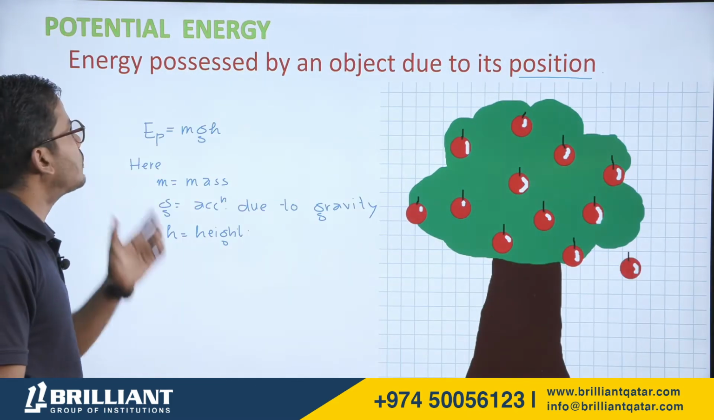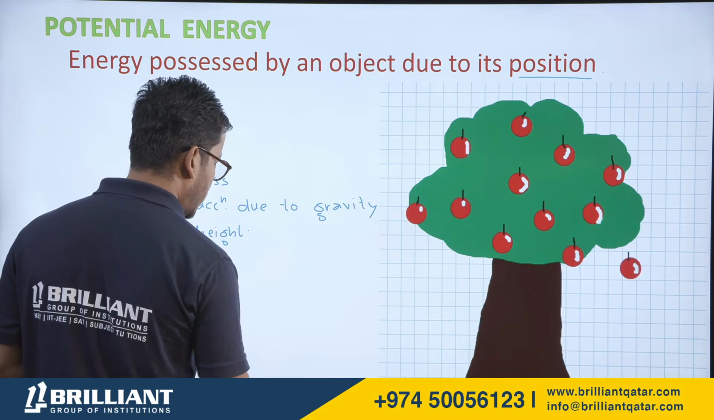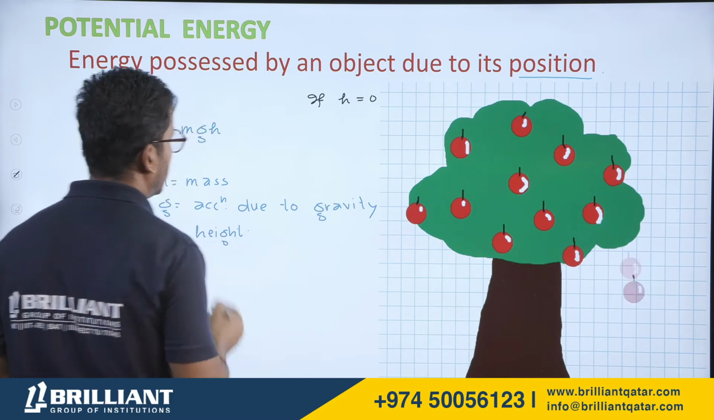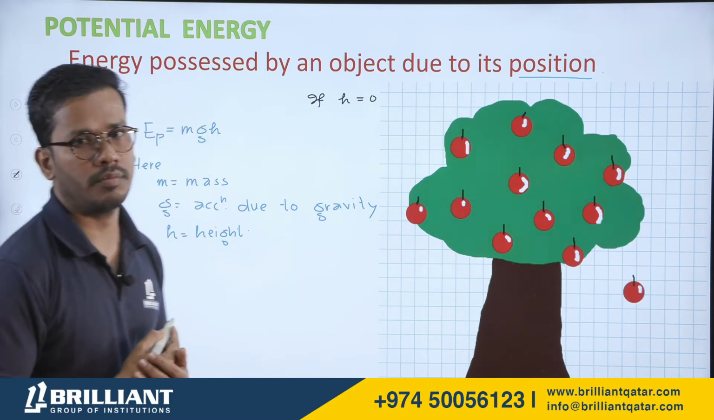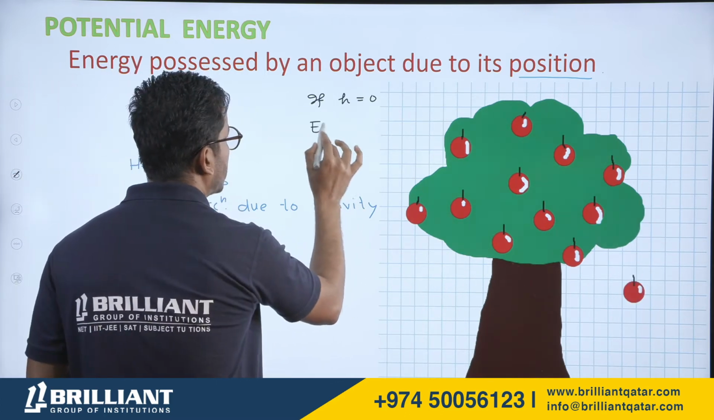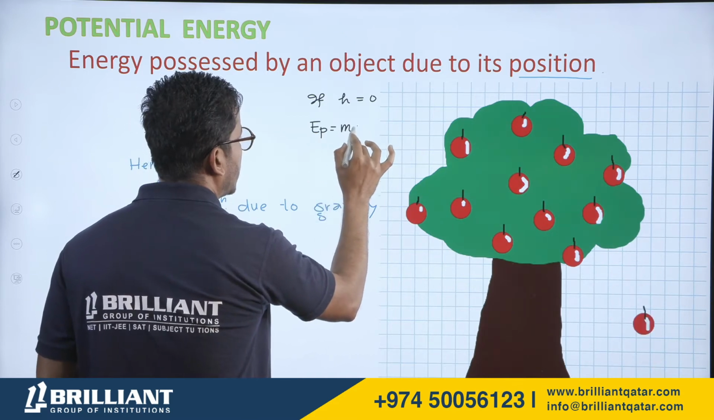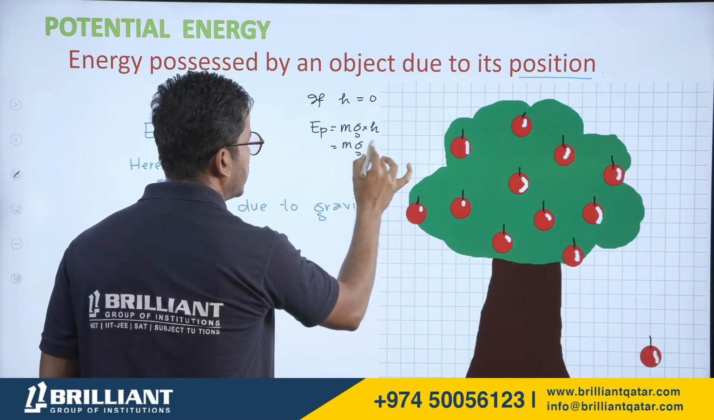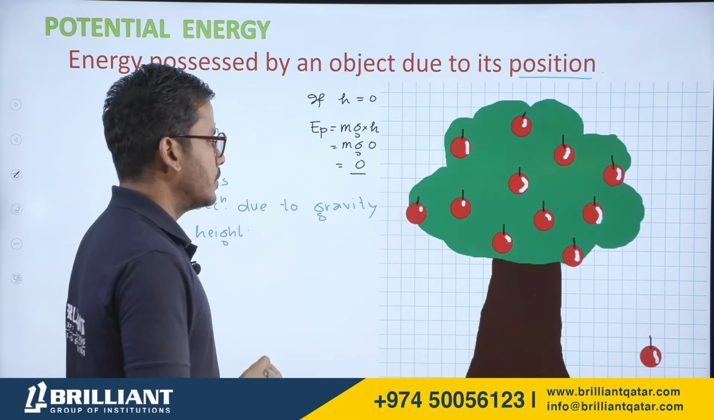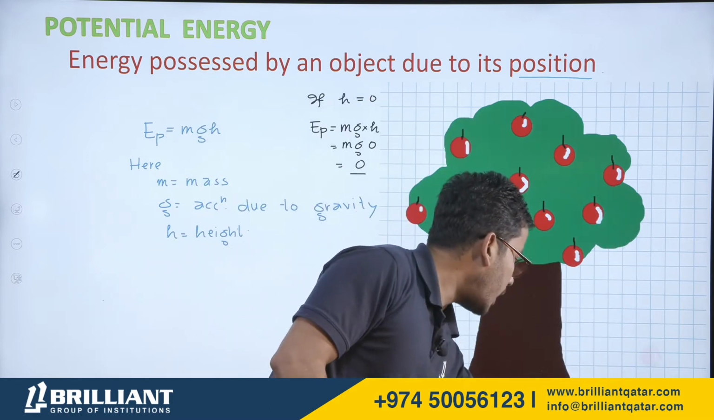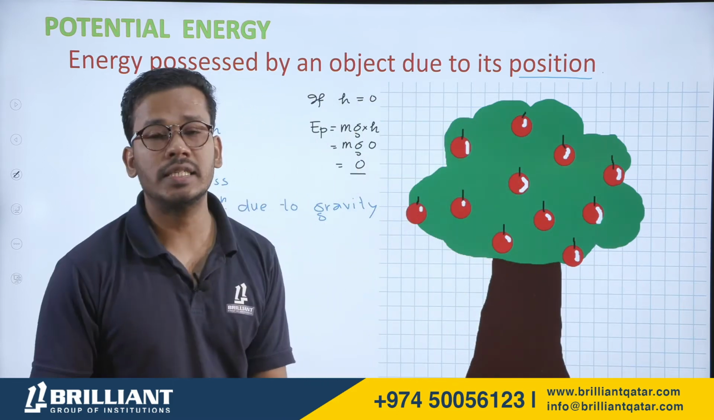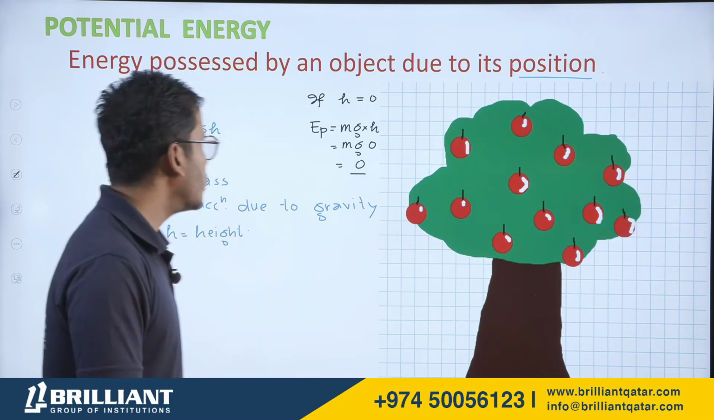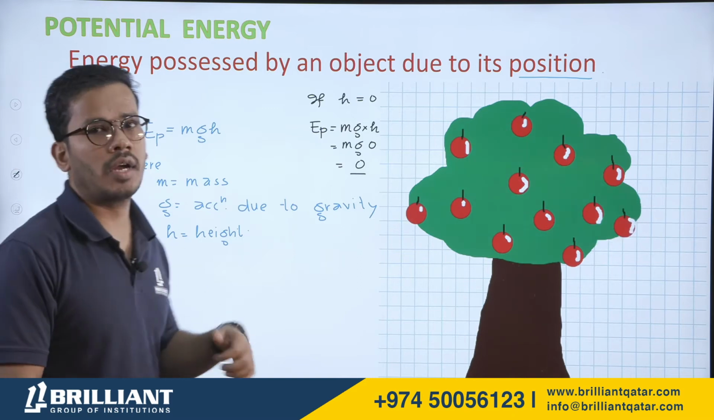Now let me have a second case for potential energy. If the height of the object is 0, in this entire formula, if I take the height of an object as 0, what is going to be the potential energy? You will tell me that it will be m g into height, right? So m is constant, g is constant. What is the height? 0. So the entire answer will be 0. If I consider this apple at this height, what is its potential energy? You're going to tell me, sir, its potential energy will be 0. So keep this in mind that if velocity is 0, kinetic energy is 0.